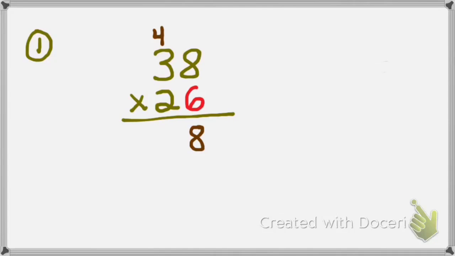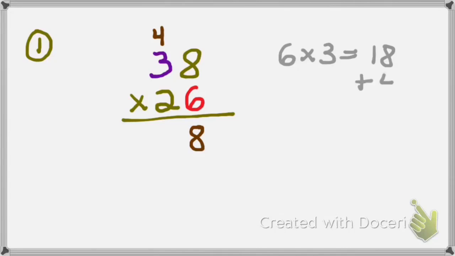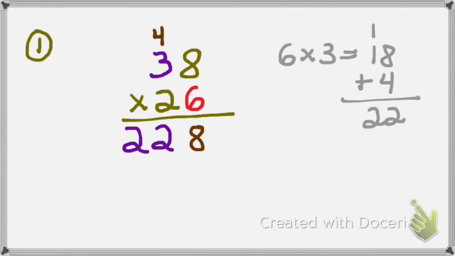So I'm going to move on to the tens column. Remember, my 3 is in the tens column. I'll highlight that in purple. And I'm going to think 6 times 3 equals 18. I have that 4 that I carried, so I add that 4 on. 8 plus 4 is 12. Put down the 2, carry the 1. 1 plus 1 is 2. So I have 22. Put down the 2 from the ones column. There's nothing to carry the 2 from the tens column over, so I put down the 2 from the tens column as well.